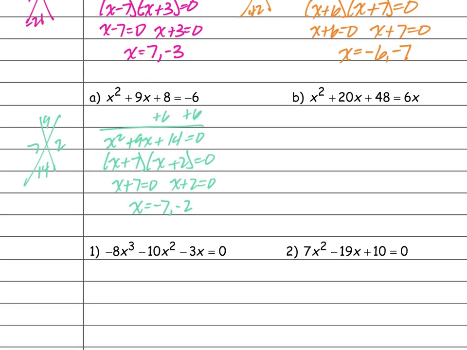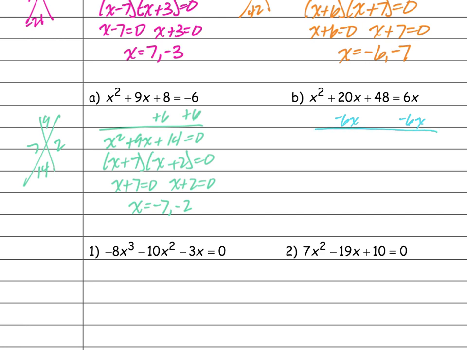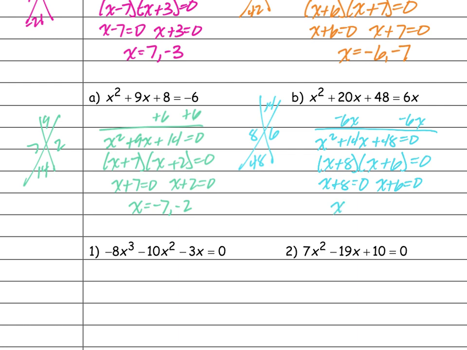For the second one, subtract 6x. So I get x squared plus 14x plus 48 equals 0. So I need two numbers that multiply to be 48 and add to be 14. Pretty sure that's 8 and 6. So x plus 8 times x plus 6 equals 0. So either x plus 8 equals 0 or x plus 6 equals 0. So x is going to equal -8 or -6.